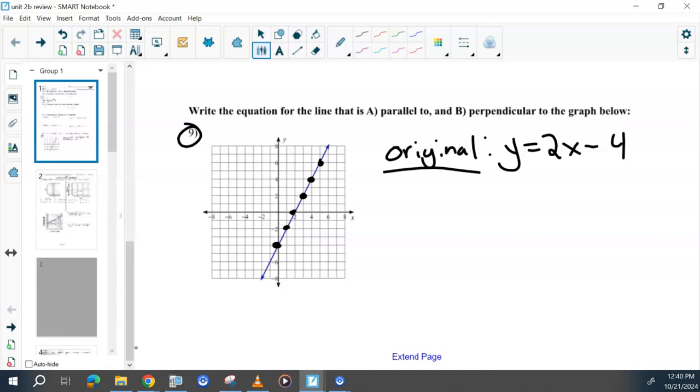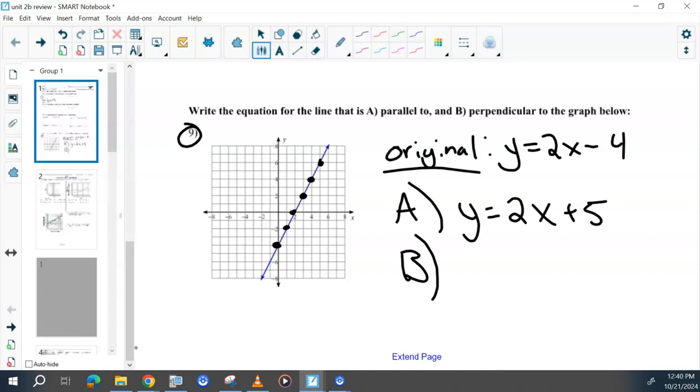And then very similar to number 1, we're going to write an equation that's parallel. So it has to have the same slope and then a different y-intercept. Give me a different number. And then for the perpendicular, we're going to take that slope and flip it. It's really 2 over 1, so we're going to put 1 over 2, but make it negative. And then you can pick whatever y-intercept. It could be the same, it could be different, it doesn't matter.